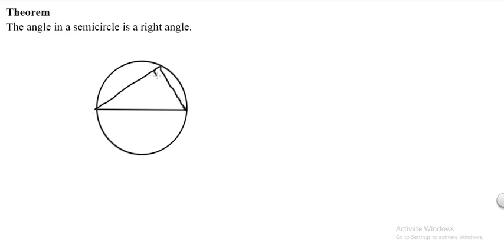This angle will be a 90-degree angle every single time. So if you also have another angle here subtended from the diameter, it will be a 90-degree angle. As long as this line passes through the center, whatever angle is being subtended from the diameter here will be a 90-degree angle. So if we do that here too, this will be a 90-degree angle. If you do that here, this will be a 90-degree angle.